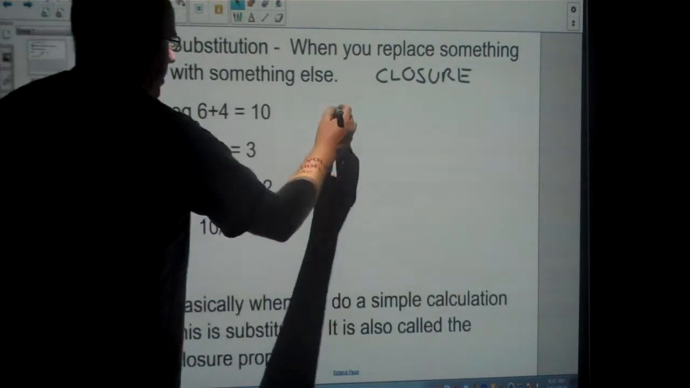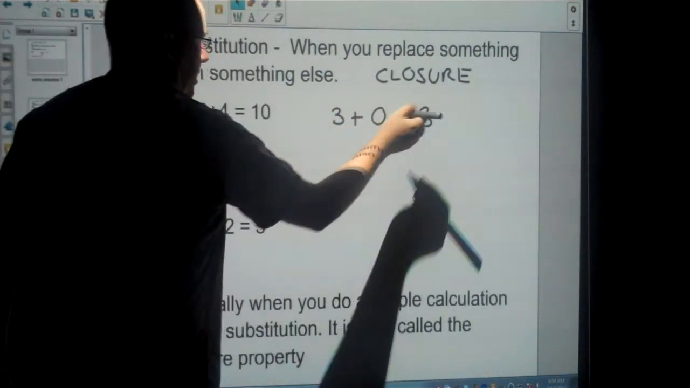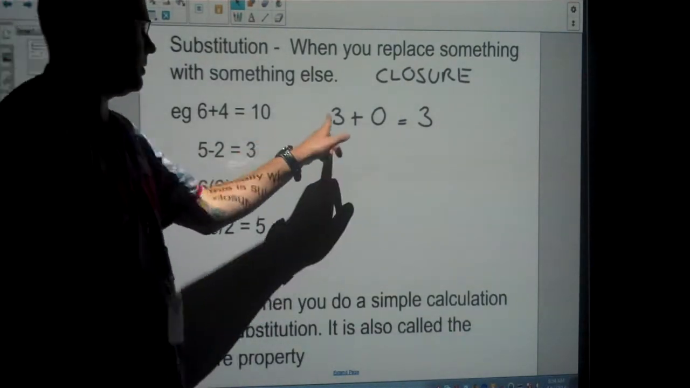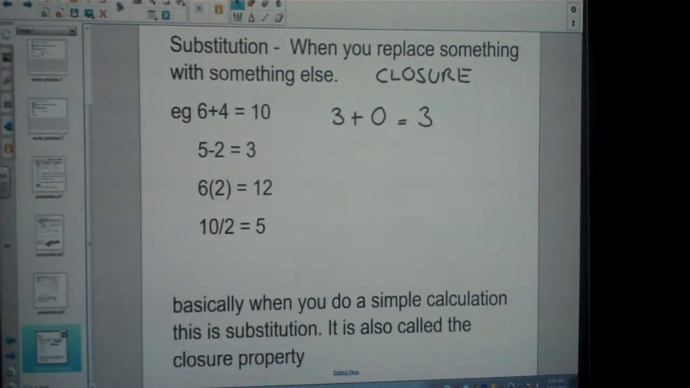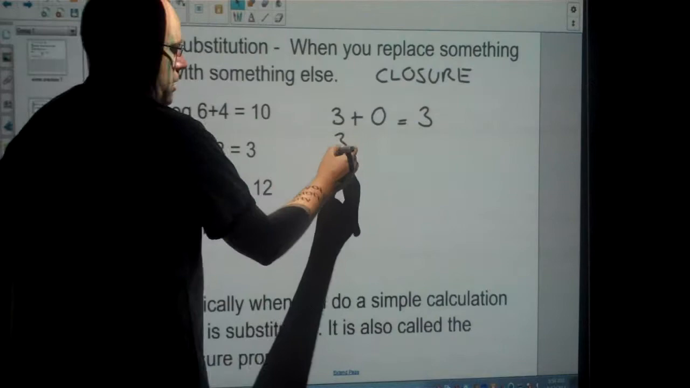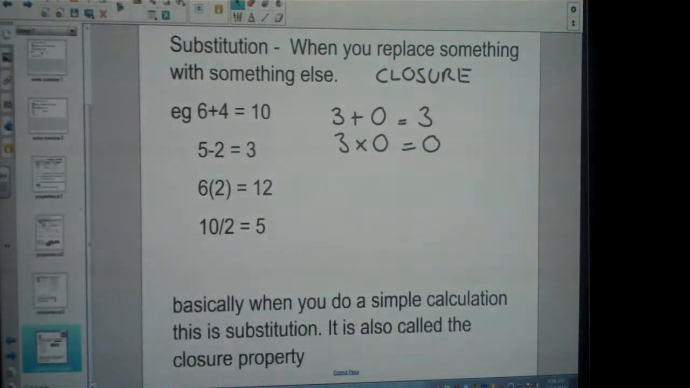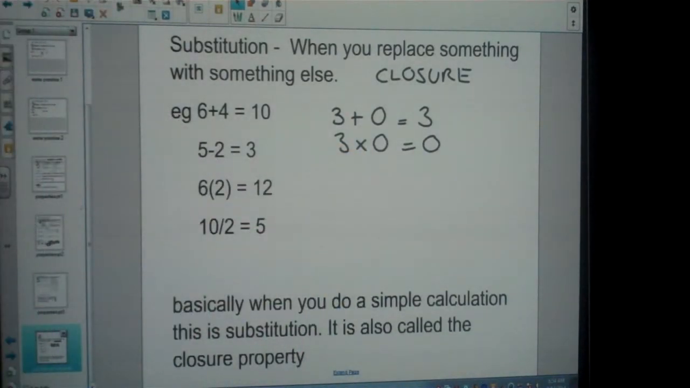The only exceptions are unless it's another property. So for something like this, although I worked out what is 3 plus 0, this one is going to be my identity property because I started with something and then nothing changed at the end. So you do have to be a little bit careful with this. Or if I said this one, 3 times 0 is 0. You did work out an answer, but actually this is the multiplicative property of 0. So keep an eye out for those special ones, but that would be substitution.